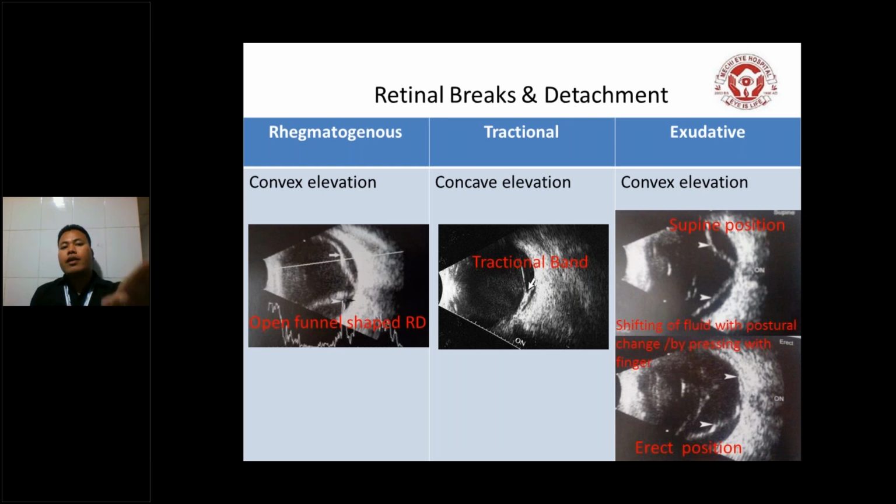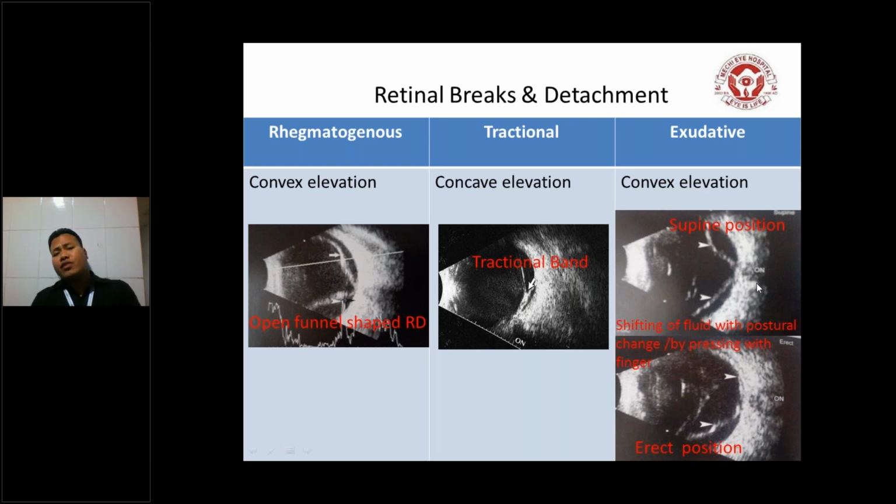In retinal detachment of rhegmatogenous type, there is presence of some breaks or giant retinal tears. And in both the RDs, exudative and rhegmatogenous, we can see funnel-shaped membranous echoes attached with the disc.